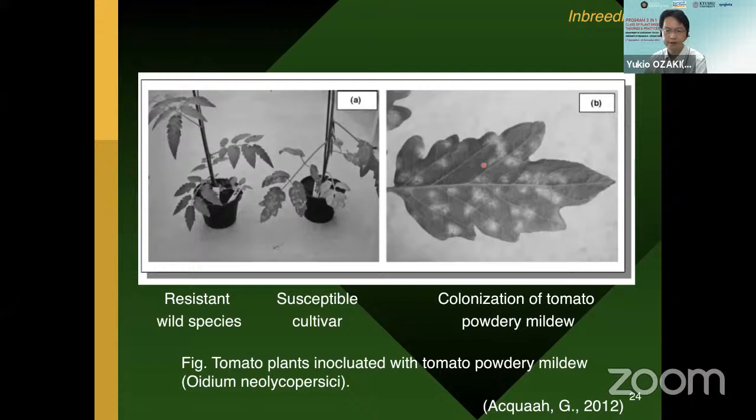Right figure: a closer look at the colonization of tomato powdery mildew growing on the upper side of the leaf. Pictures were taken 15 days post inoculation.